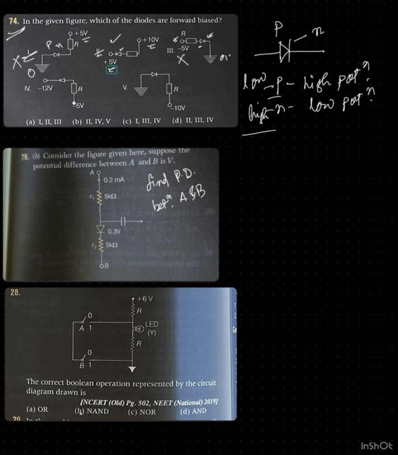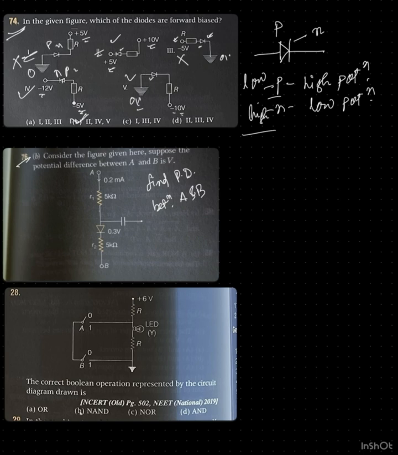In the second one, okay, P is at -5, N is at -12. So obviously P is higher potential and N is lower potential. So the fourth one is your forward biased. The last one, okay, P is grounded, so 0 volt, and N is connected to -10. So P is at higher, N is at lower. So this is also forward bias. So which are the forward bias diodes here? 2, 4 and 5. So we'll get 2, 4 and 5. That is option B. Okay.